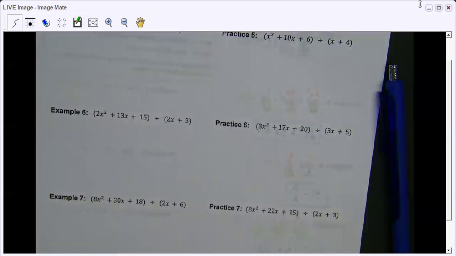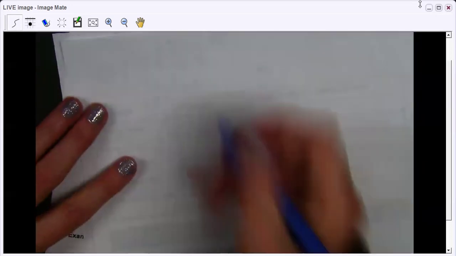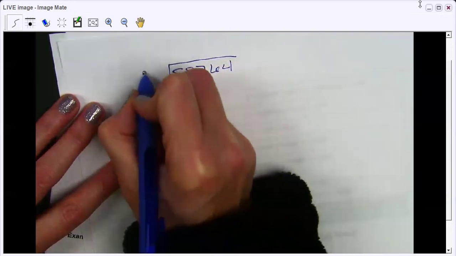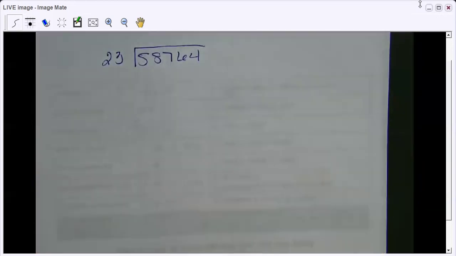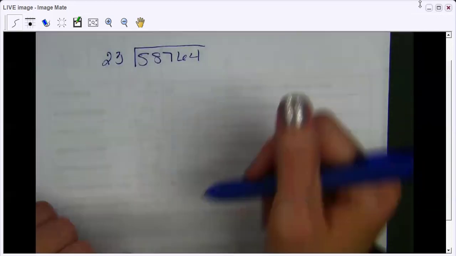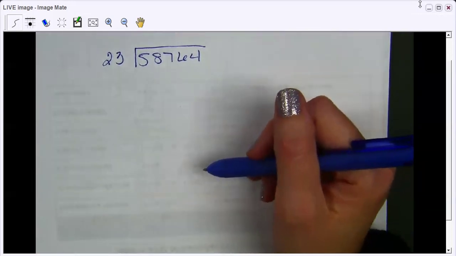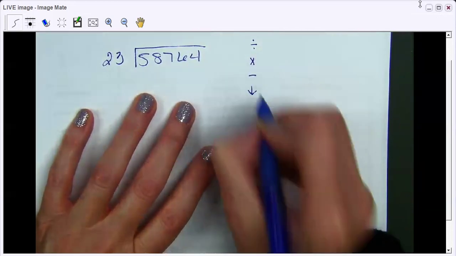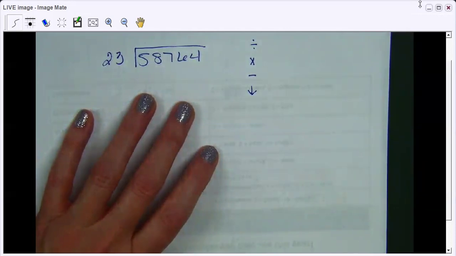Great, page 2. Let me show you something really quick. I'm going to put a problem up here. Remind you of something. I'm going to take 58764 and divide it by 23. Hopefully you remember this from third grade when you first started learning long division, that there is a process to long division. You divide, you multiply, you subtract, and then you bring down. That is what we will be doing with long division of polynomials.